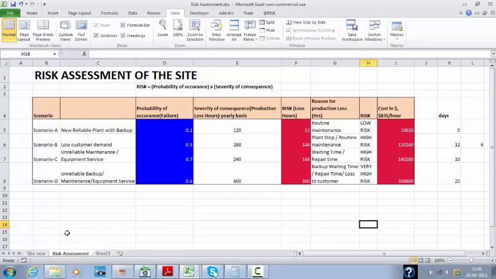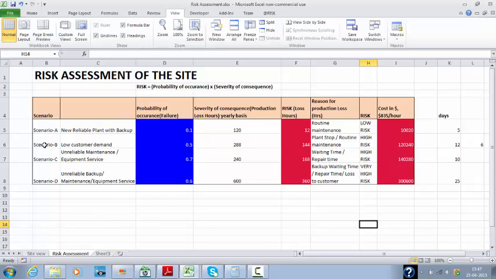So what does this scenario E mean? You have a new reliable plant with backup. It means the design of this plant is good, the maintenance crew is good, and you have a reliable backup.